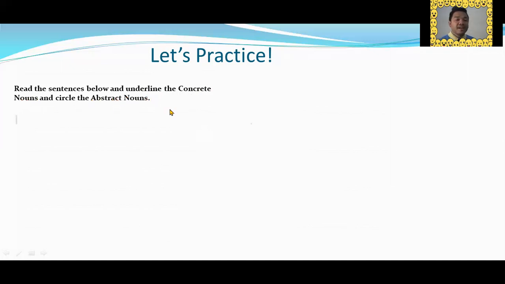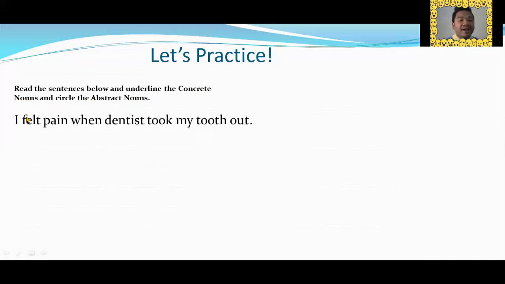Okay, number one. I felt pain when the dentist took my tooth out. So again, I felt pain when the dentist took my tooth out. So can you guess or can you underline the concrete noun there? The noun that you can see, and encircle or make a circle of the abstract noun, the nouns that you cannot see, you cannot touch. Okay, we'll take a look at the sentence.